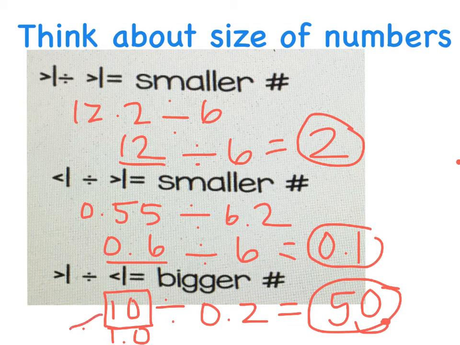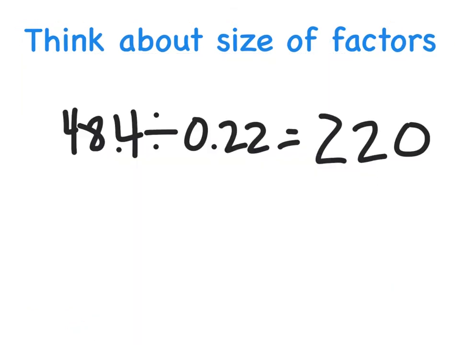Anytime, no matter if this first number is a whole number, greater than 1, or if it's a number less than 1, no matter what the first number is, when your divisor is less than 1, you're going to get an answer that's bigger than whatever number you started with. So that's kind of a trick and a tip that you can use when you're working with number sense.